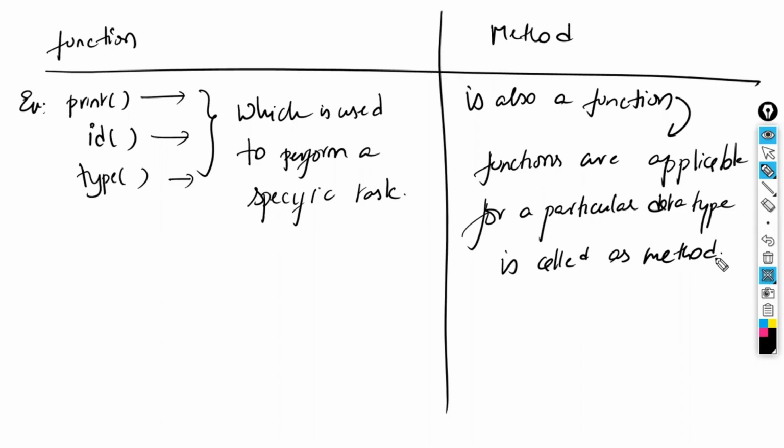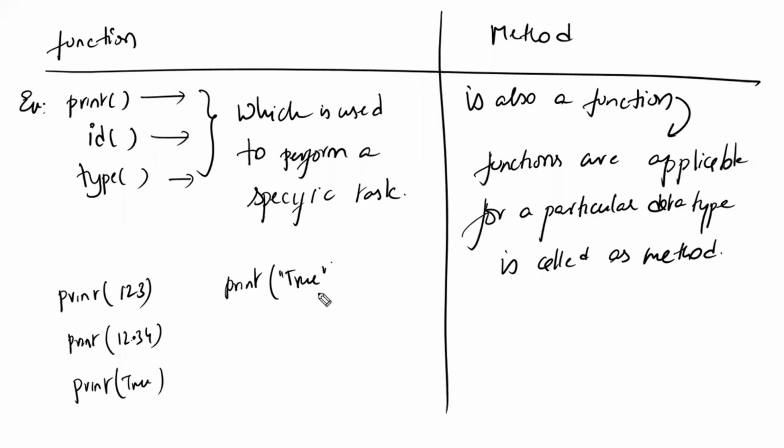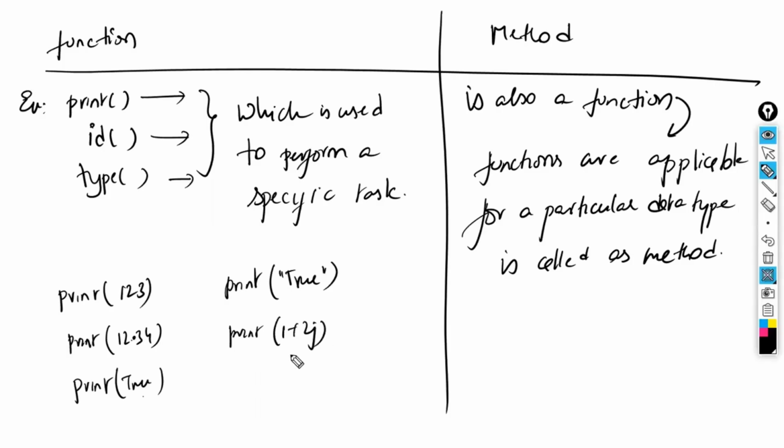For example, print a, where a is equal to 1, 2, 3, an int. If you print a, it prints 1, 2, 3, or you can print it without storing the value. You can also print 12.34, and print true, which is boolean, and the string, and if you want, you can print 1 plus 2j. All of them will be printed. Print is applicable for any kind of data type. It is not specific to a particular data type. id, if you ask for id of 10, it will give the id of 10.